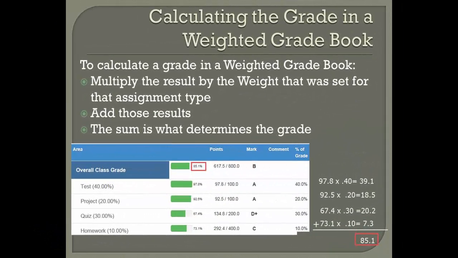Next, you multiply the result by the weight that was set for that assignment type. Quizzes count for 30% of the grade, so you multiply 67.4 times 0.3, which equals 20.2. Repeat this for each assignment type and add the results together. This is the number that determines the letter grade. An 85.1 is a B.